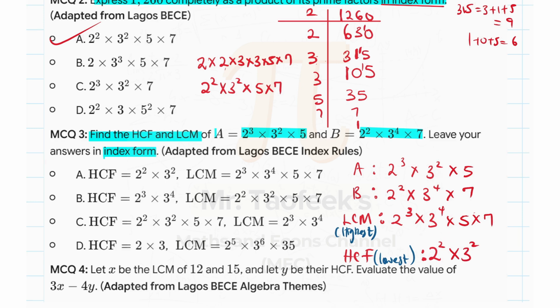Somebody said times 5. Why is it supposed to be times 5? Remember, if it's HCF, if that prime factor is not common to both of them, then we're not going to choose it. We're not going to use it. 5 is only common to this. It's not common to B. It's not going to be there. And 7 is only common to this. It's not going to be in the HCF. HCF, the lowest, the only things that are common to both of them. But LCM, you're looking for the highest power. So the answer is what we have over there.